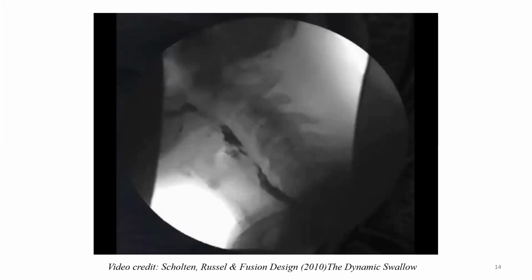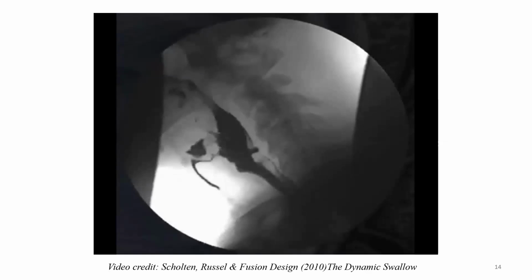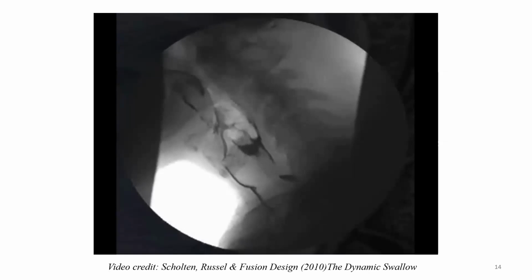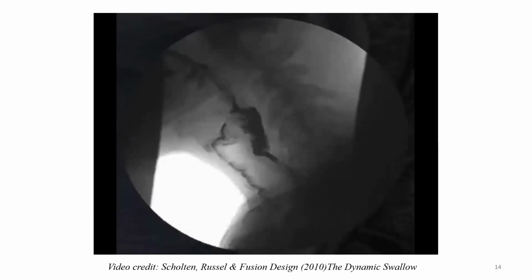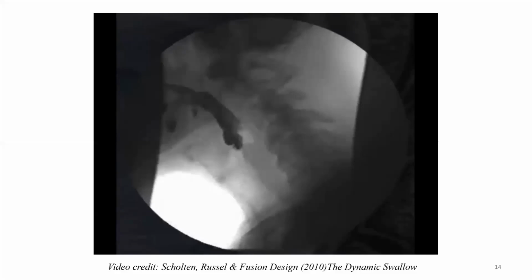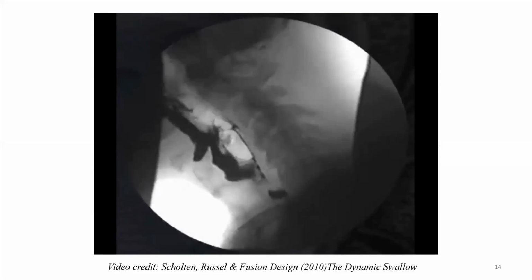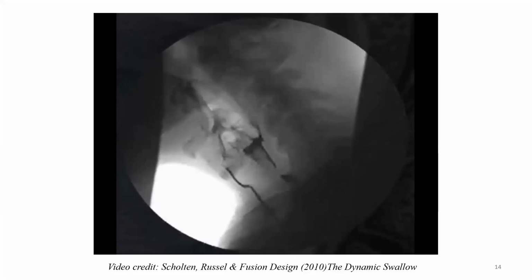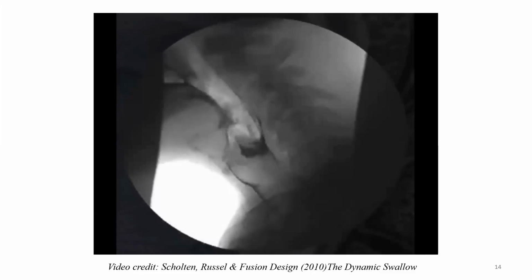So here we have an example of a video fluoroscopy where we see a patient who is unable to achieve functional airway protection, resulting in serious aspiration. There it goes. Next slide, please.